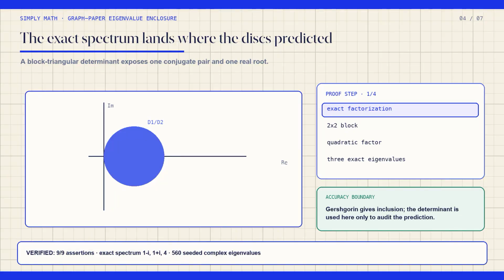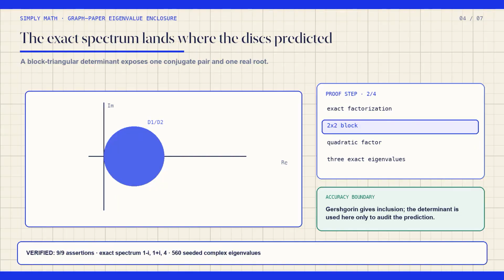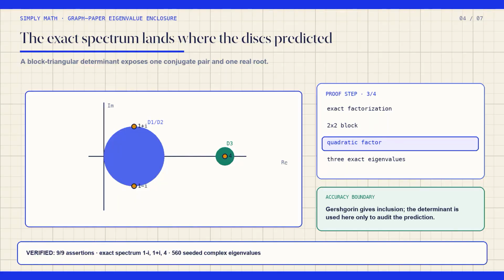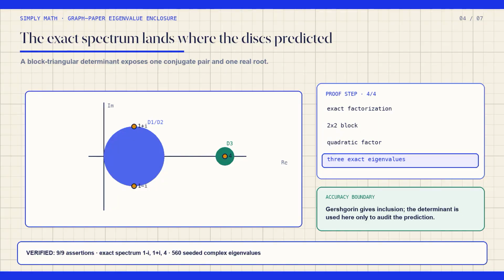Now solve this example exactly. Expanding along the third column factors the characteristic determinant as 4 minus lambda times the quantity 1 minus lambda squared plus 1. The roots are 4 and 1 plus or minus i. The conjugate pair lies on the boundary of the disk centered at 1. Four lies at the center of its isolated disk.